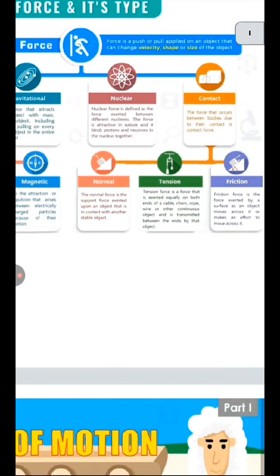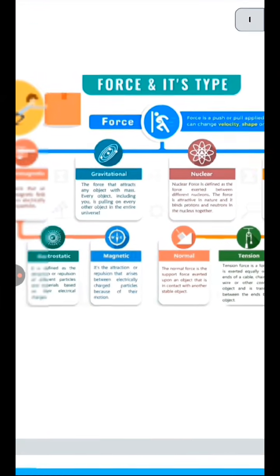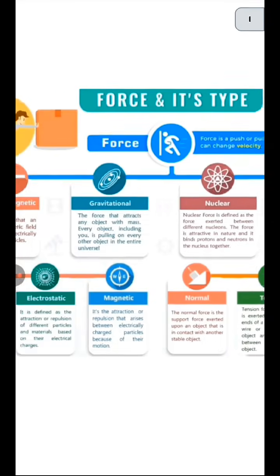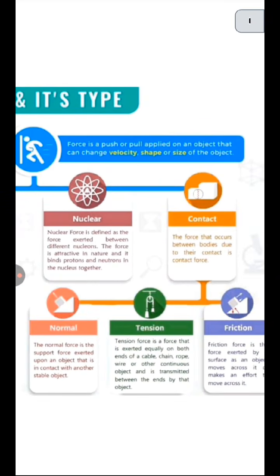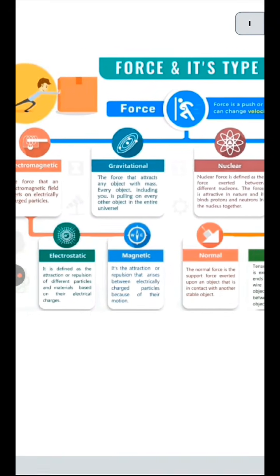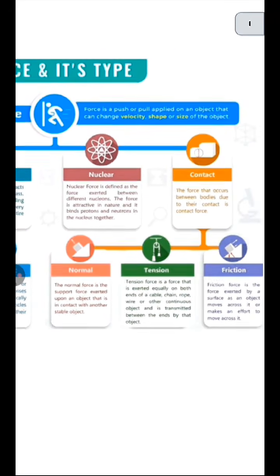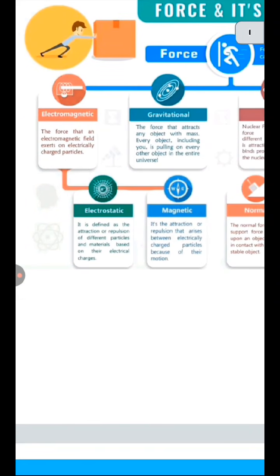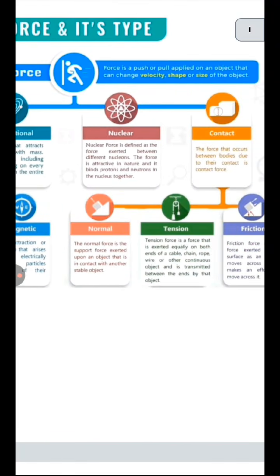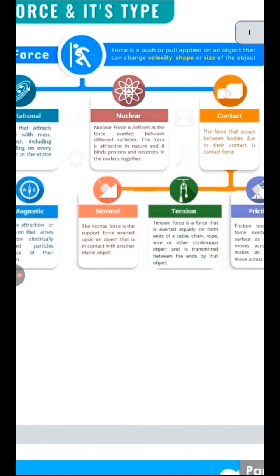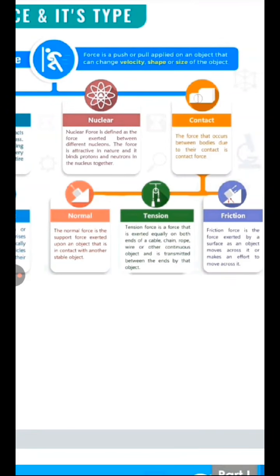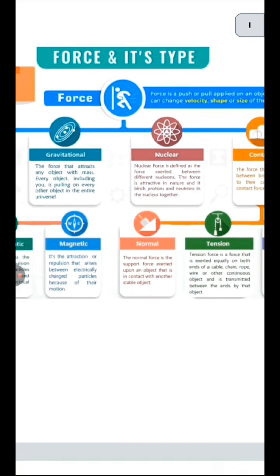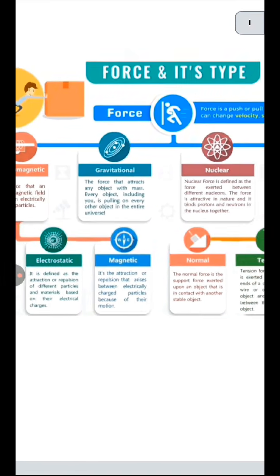This is all about force and its types. We've defined what we mean by force, and we have also discussed all these forces. Electromagnetic force can be divided into two: electrostatic and magnetic force. We can divide contact force into three: normal force, tension force, and friction force. These are all the definitions of force and its types.